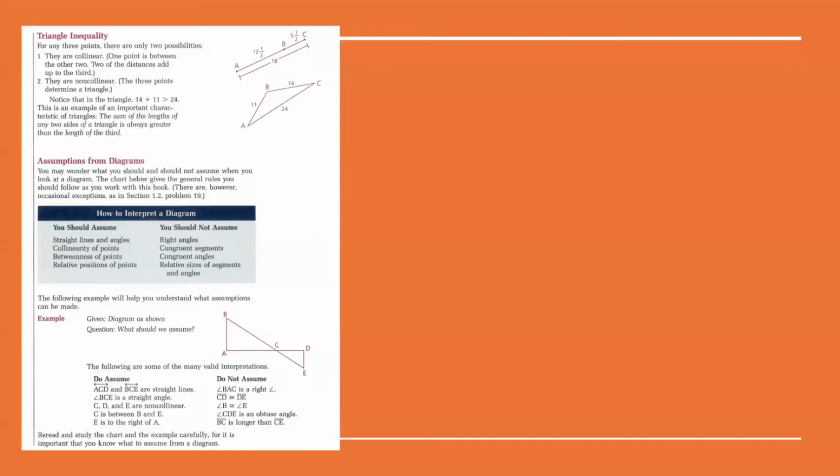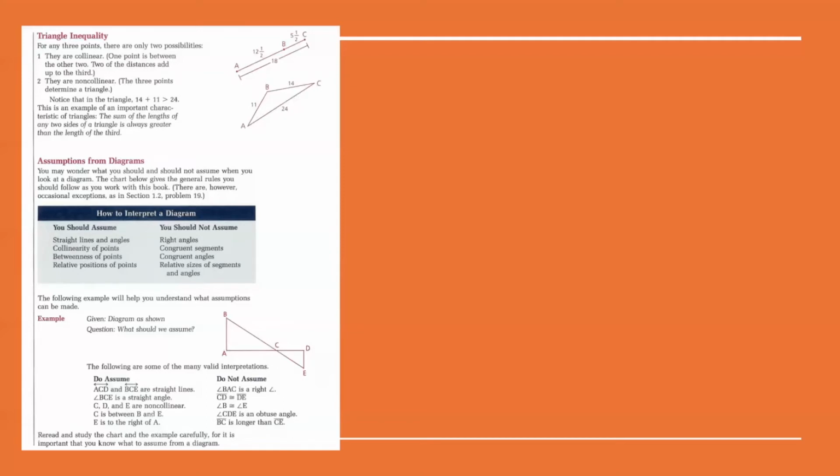In order to interpret a diagram, you should assume straight lines and angles, the collinearity of points, the betweenness of points, and the relative positions of points. You should not assume right angles, congruent segments, congruent angles, and the relative sizes of segments and angles.